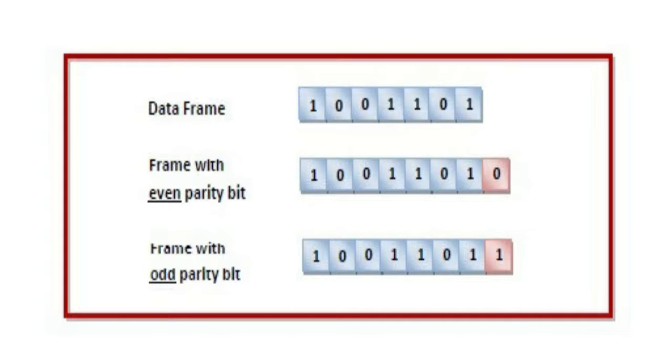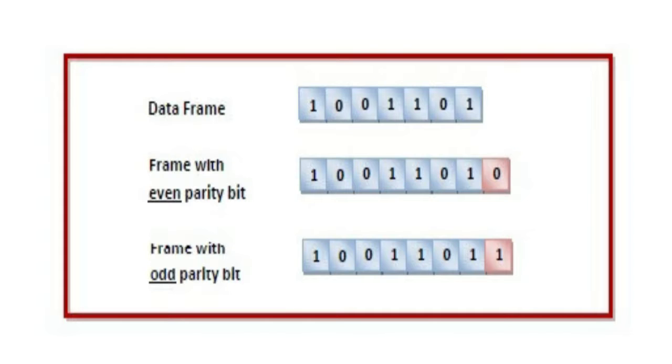Now in the data frame, along with the parity bit, how many ones are there? 4 ones. Now if you consider the case of even parity, the number of ones is even, so parity bit P will be 0, as you have seen in the previous PPT. If it is an odd parity case, the number of ones is even now. We have to make it odd. For that case, parity bit P will be 1.